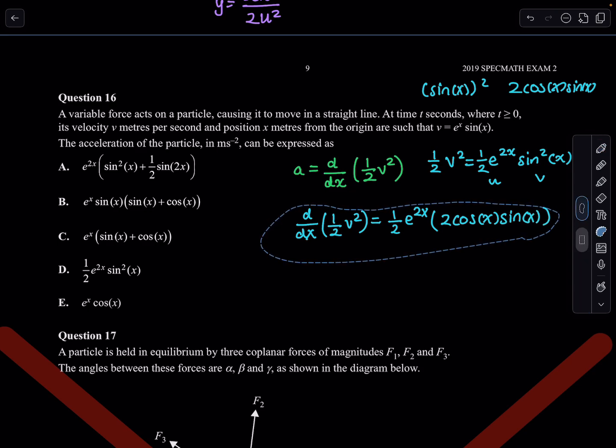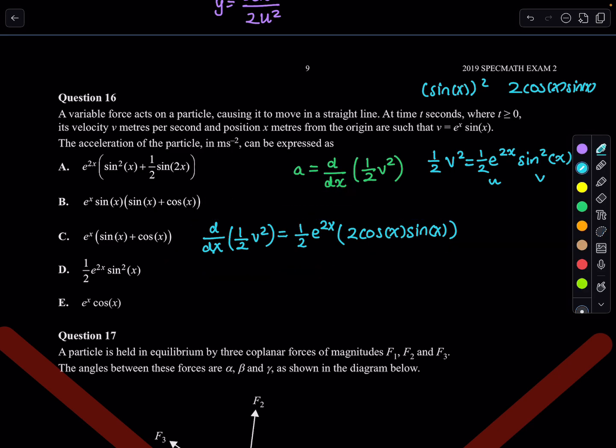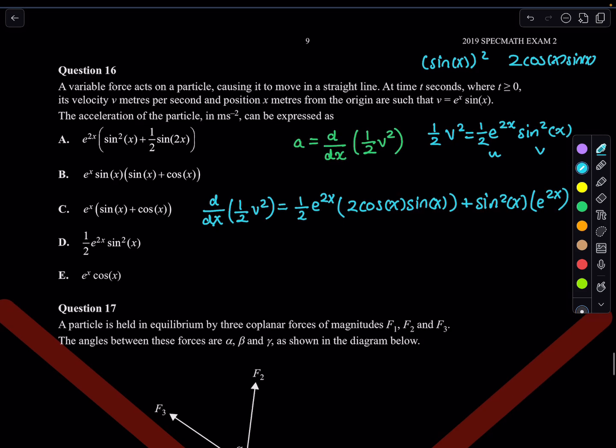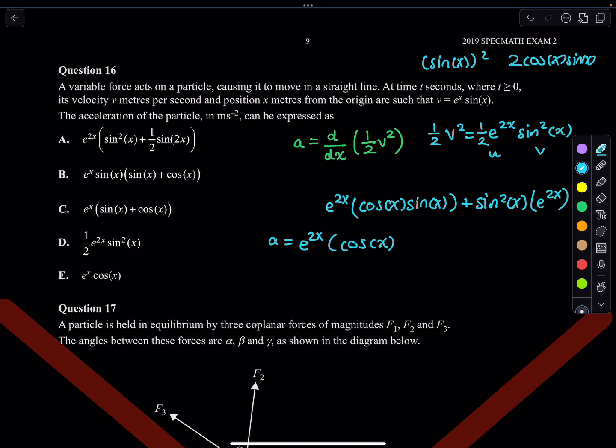Okay, making some progress here. Plus sine squared x times the derivative of this, which is, derive the top, which is just 2, bring that 2 in there. It's just e to the 2x. So these halves can cancel out with that 2 there. You can see that there's a common factor of e to the 2x, so we can take that out. This is now acceleration, this whole formula is equal to acceleration. So this is equal to e to the 2x times (cos x sine x plus sine squared x).